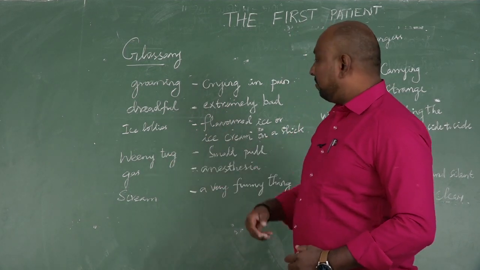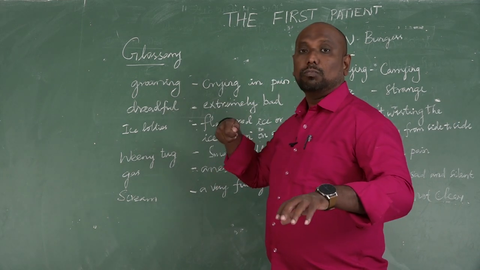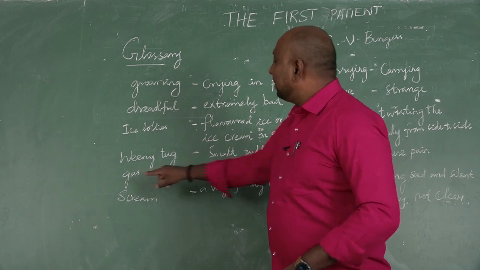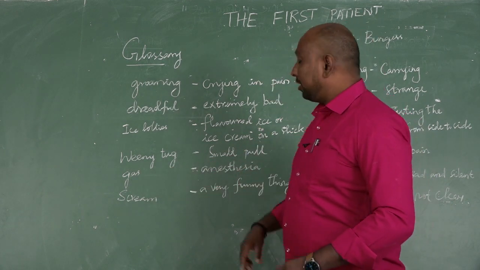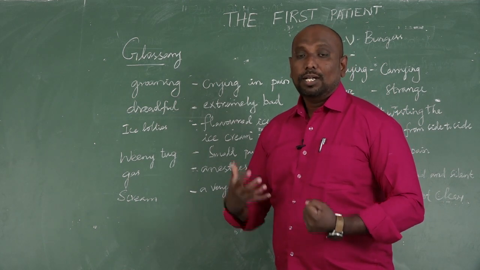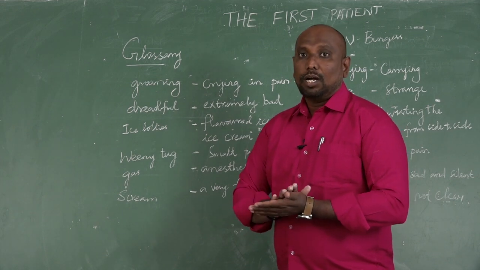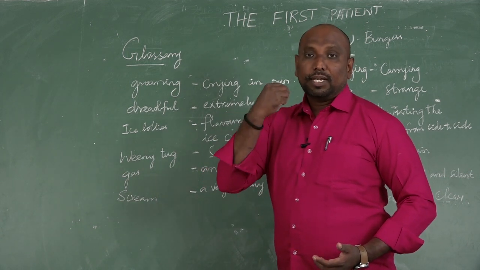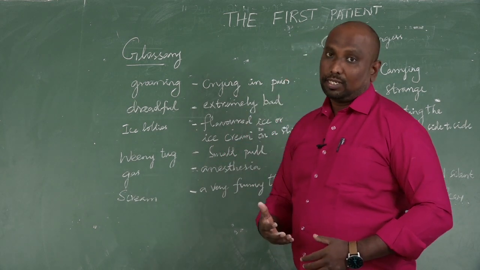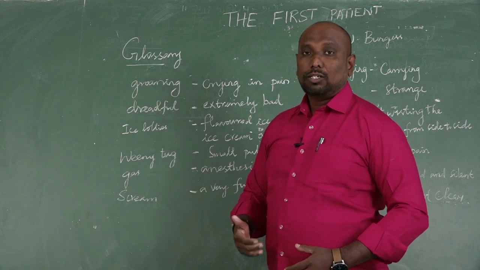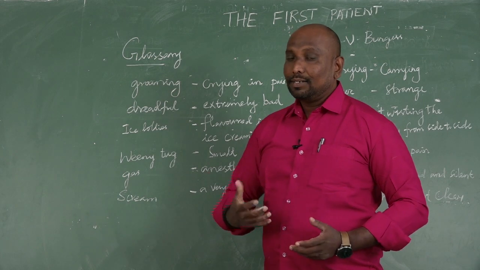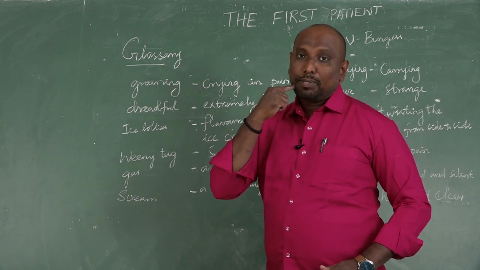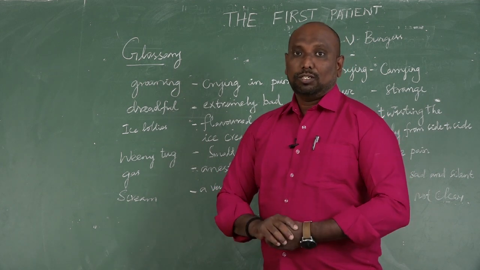Weenie tug. Weenie means small. When you pull something very softly and gently, we say weenie tug. Next, gas. The word is used in the story. It means anesthesia. What is anesthesia? It is a drug given to the patient to make them painless. For example, if you are going to have your tooth taken out and they give anesthesia to your mouth, there won't be any pain. That is called local anesthesia. General anesthesia is also there. If you are given general anesthesia, you will become totally unconscious. But with local anesthesia, a particular part goes painless and senseless.